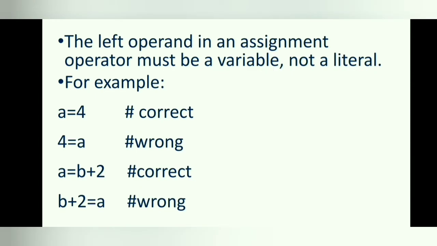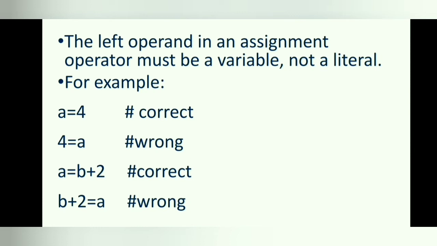The left operand of an assignment operator must be a variable, not a literal. For example, A = 4 is the correct form. 4 = A is wrong. A = B + 2 is correct. B + 2 = A is wrong.